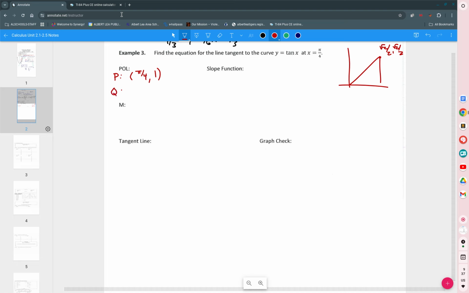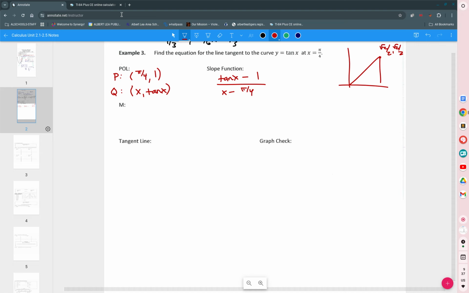Okay, I walked you through the first one. You help me here. What is my Q point? X, and the y value is? Tangent of x. Good. My slope function will then be tangent of x minus 1 over x minus pi over 4.